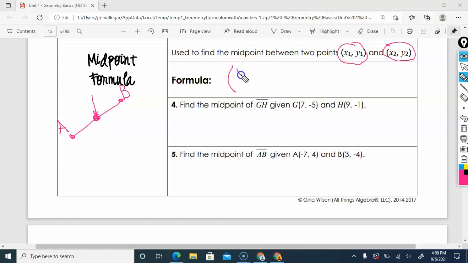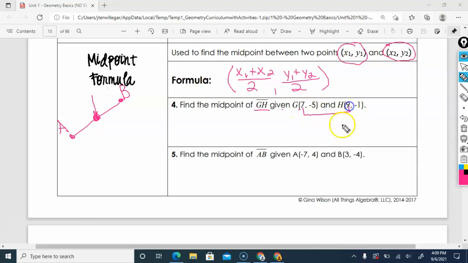So for this one, my formula: you add up your x1 plus your x2. Order doesn't matter on these. You could have done x2 plus x1. And then you divide it by 2. And then you add up your y's and you divide by 2. And that will give you your new point. Okay? Let's take a look at that one. See how it goes. All right, so find the midpoint of GH given our two endpoints.